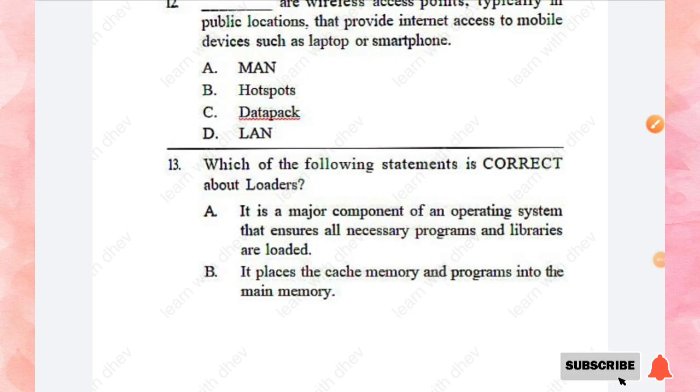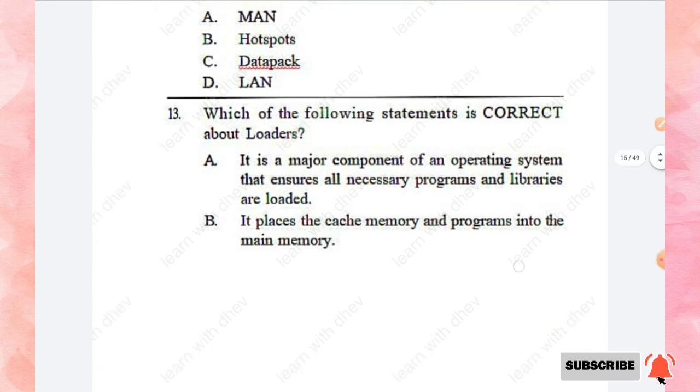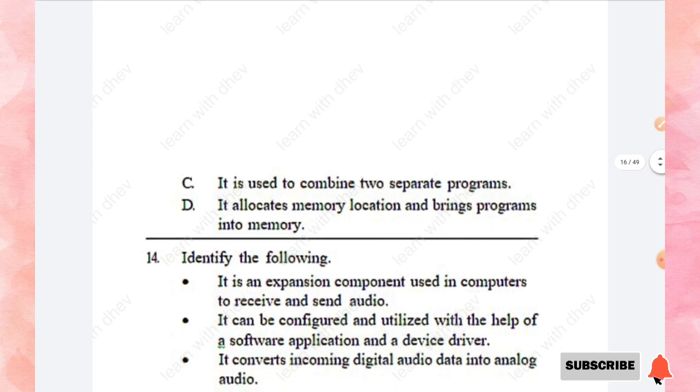Question number 13. Which of the following statements is correct about loaders? It is a major component of an operating system that ensures all necessary programs and libraries are loaded. It places the cache memory and programs into the main memory. It is used to combine two separate programs. It allocates memory locations and brings programs into memory.